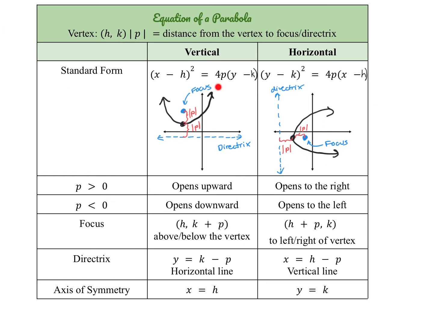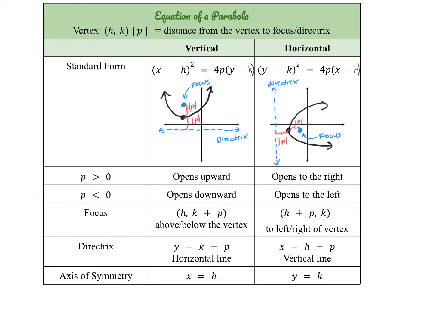So if you have a vertical parabola and your p-value is positive, our graph is going to open upward. And if your p-value is negative, your graph opens downward. And in that case, your focus would be below and your directrix would be above. And for our horizontal parabolas, if your p-value is positive, your graph will open to the right. And if your p-value is negative, your graph will open to the left.